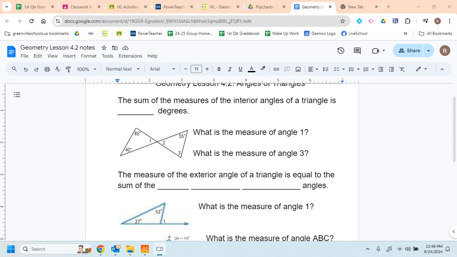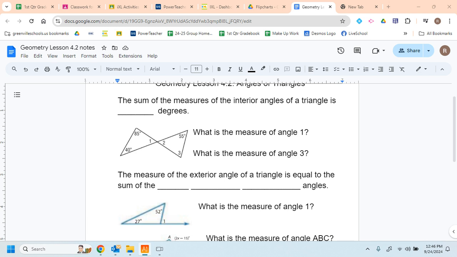All right, so we're going to talk about the angles of a triangle. The first thing that we need to notice is that the sum of the measures of the interior angles of a triangle is 180 degrees. So we can use that to figure out what different angles are.